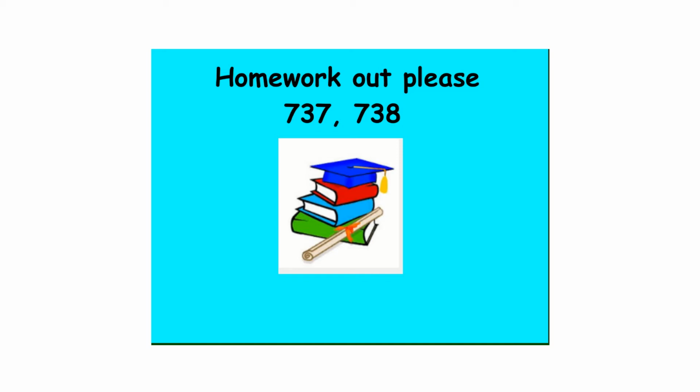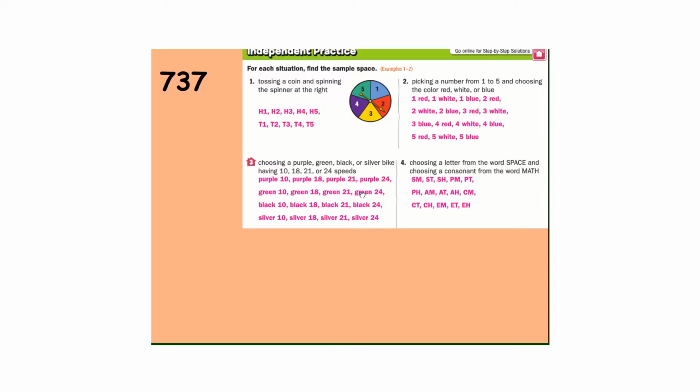All right, lesson 9-4. Need homework on page 737 out. There are the answers there, and you're writing the sample space, so you should have listed them all out somehow. An easy way just to double check yourself is to count them. Like in number 1, you need to have 10 answers written down. Okay, 12 down here. Just count them all out.